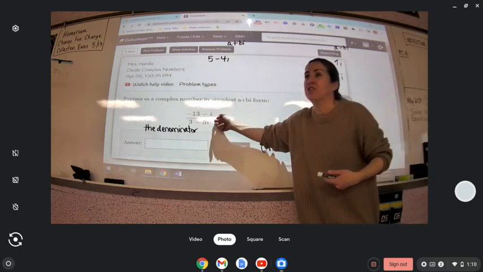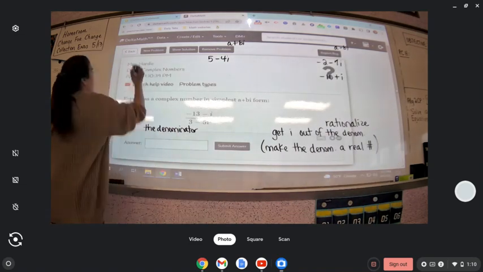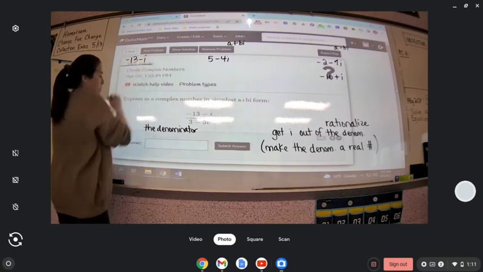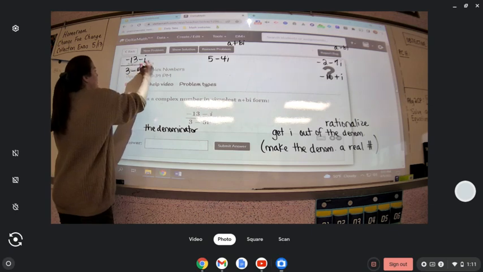So that's the problem we're going to do for example 1. This will be A, I believe. So let me write it up here, and then I'm going to go back to your notes. We're going to take negative 13 minus i, and we're going to divide it by 3 minus 5i.